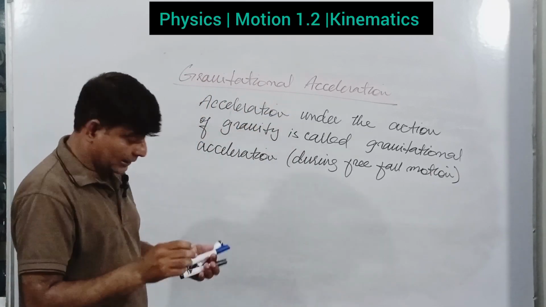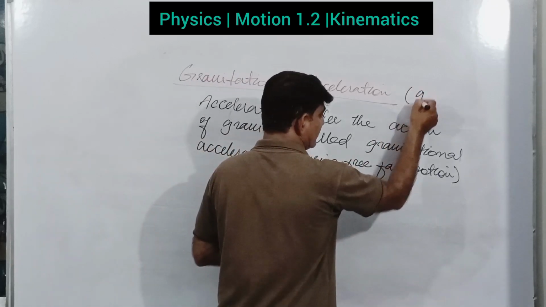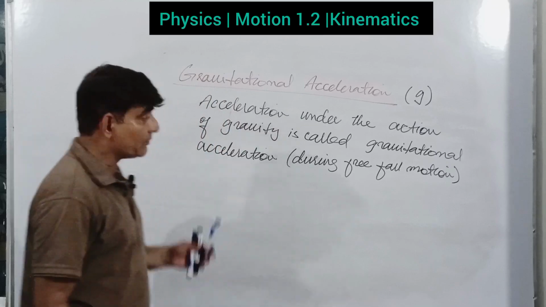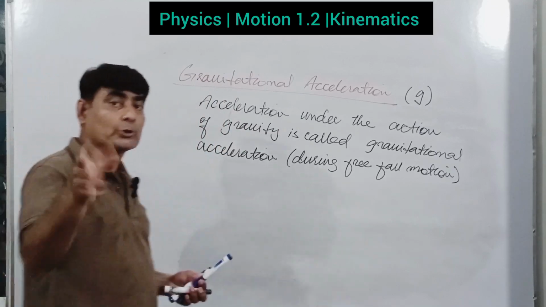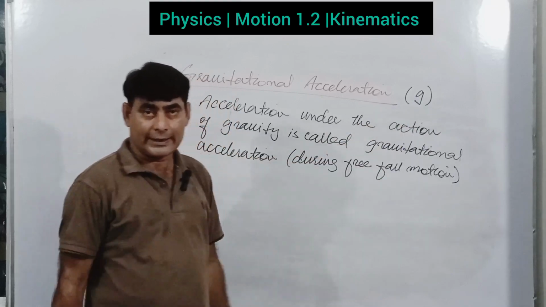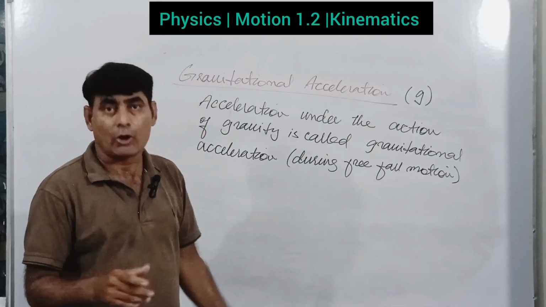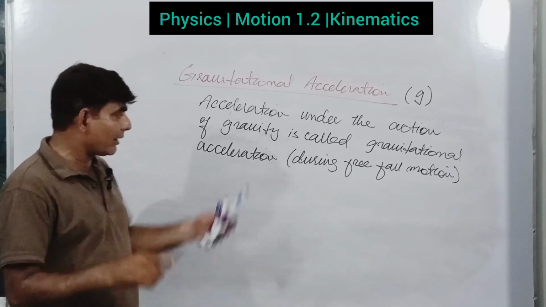Okay, now gravitational acceleration is represented by g. It is represented by small g, and near the surface of earth or at sea level, it is a constant value. Okay, now listen.